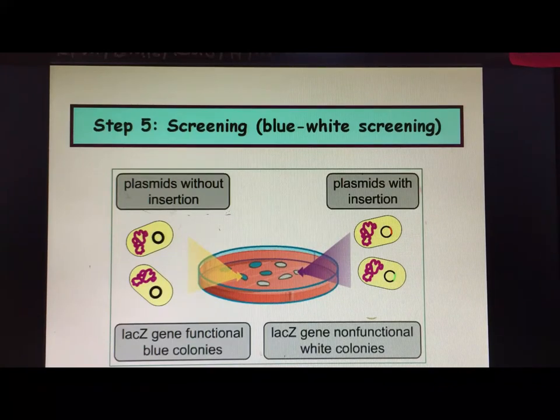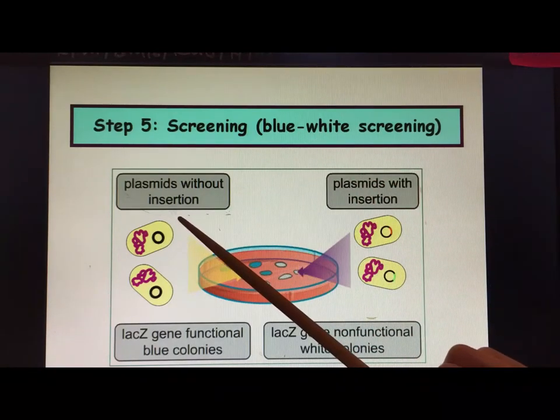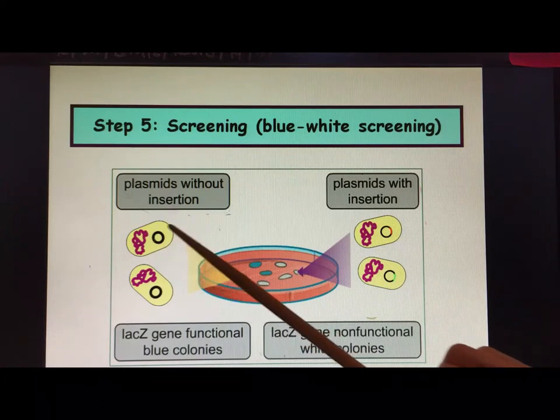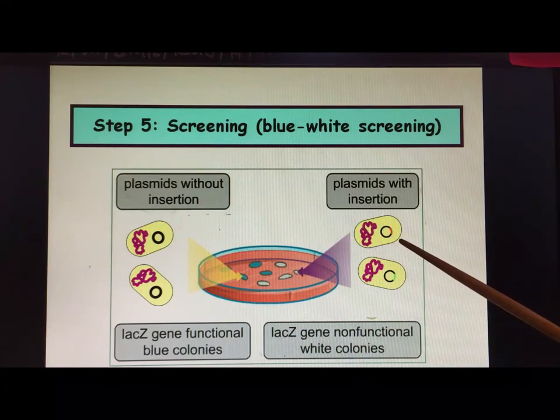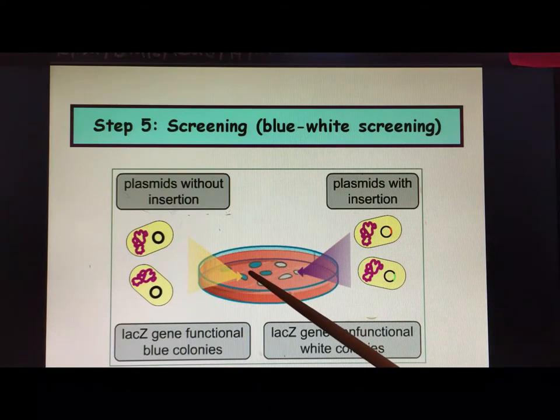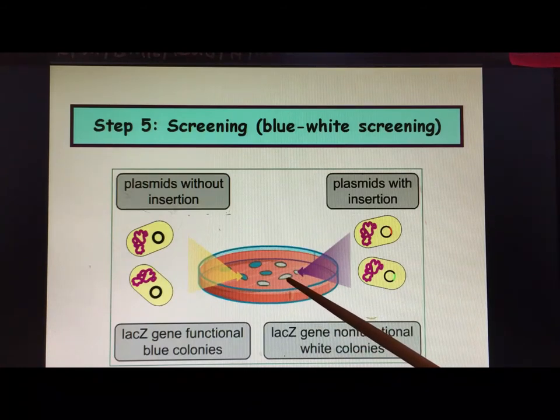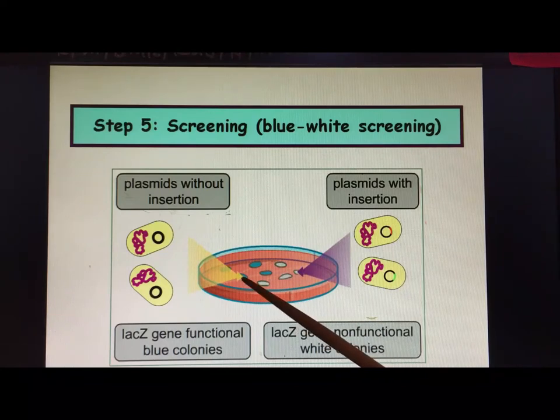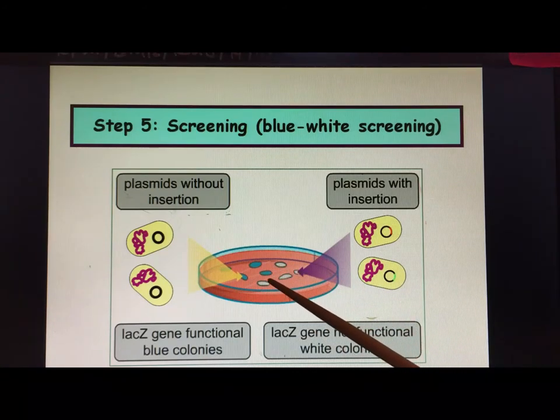The next screening is to conduct the blue-white screening. The blue-white screening is conducted to differentiate the host cells that contain the self-ligated plasmid from the host cells that received the recombinant plasmid. The cells containing the self-ligated plasmid will be blue in color, whereas the host cells that received the recombinant plasmid will be white in color. So the one that you want is the white colony, because the blue colony is the host cell that received the self-ligated plasmid, with no recombinant DNA molecule. That means you eliminate by determining the color of the colony.